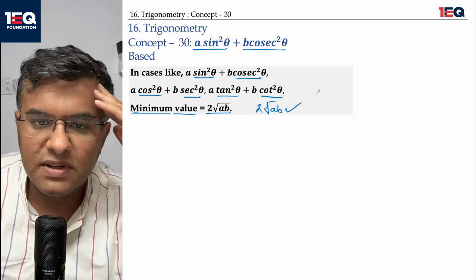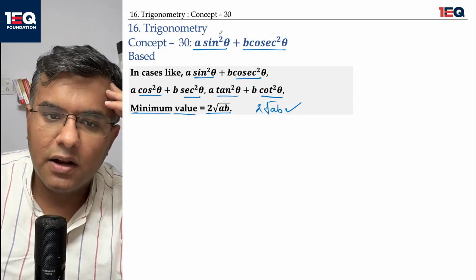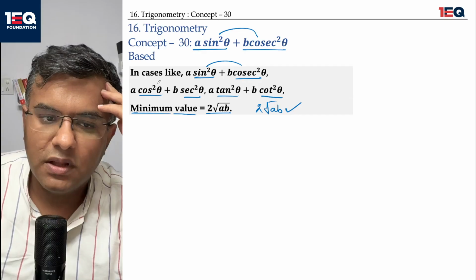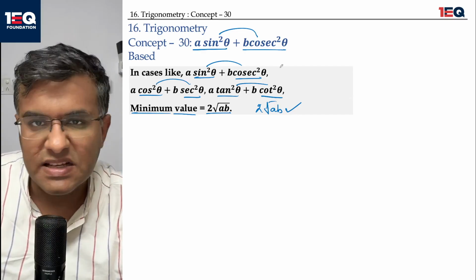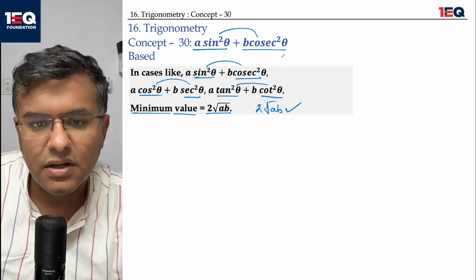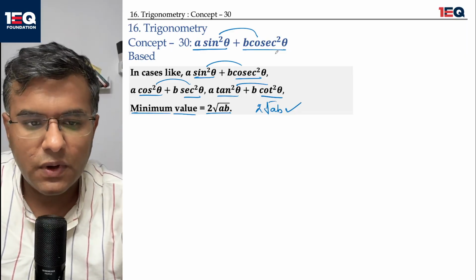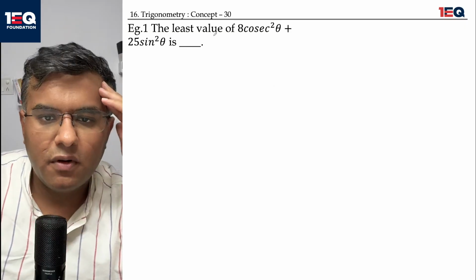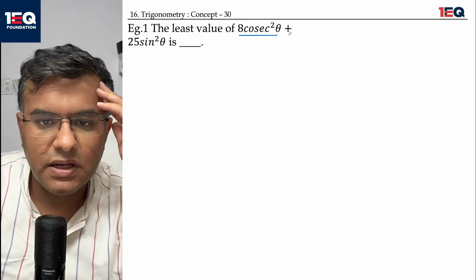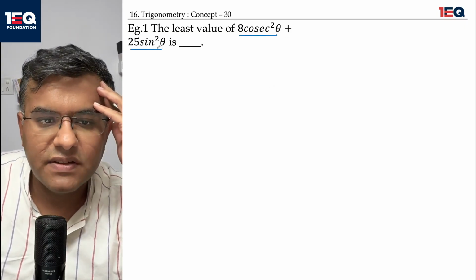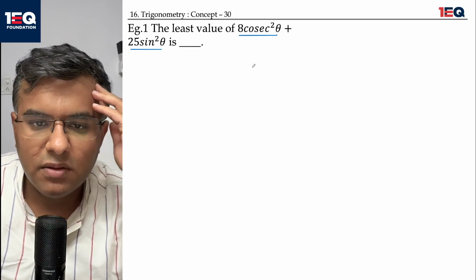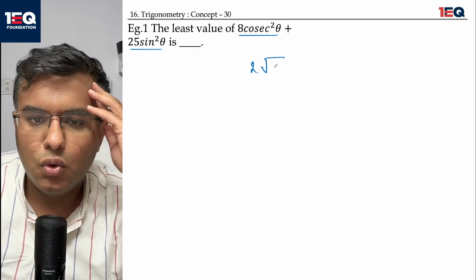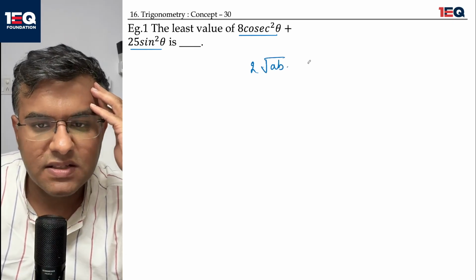Okay, 2 root ab is going to be the answer when there are opposite ratios given. These are opposite to each other. Opposite means the reciprocal of each other, complements of each other. So 2 root ab is going to be the minimum value. Moving forward, I have 8 cosec square theta plus 25 sine square theta. I need to find out the minimum value of it. I know 2 root ab is going to be my savior.